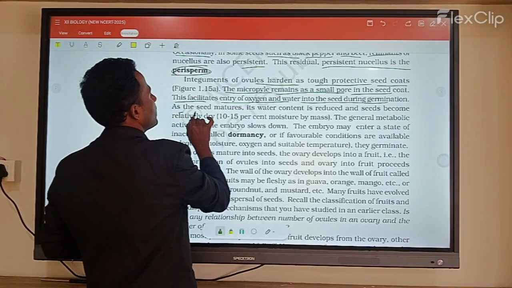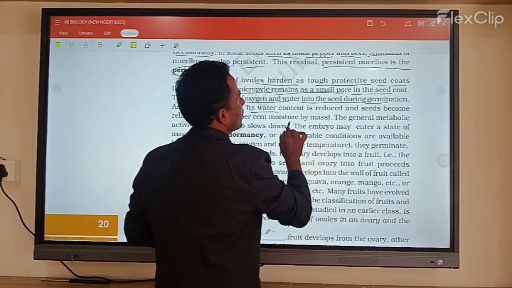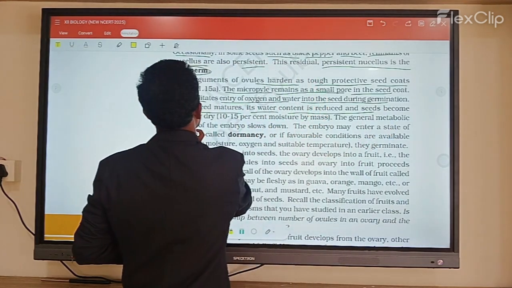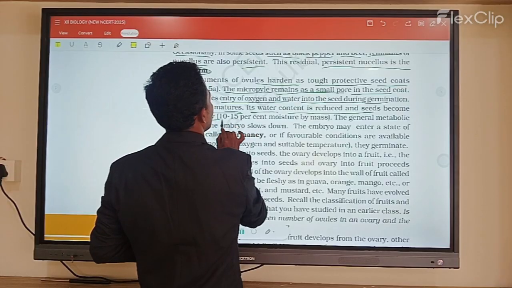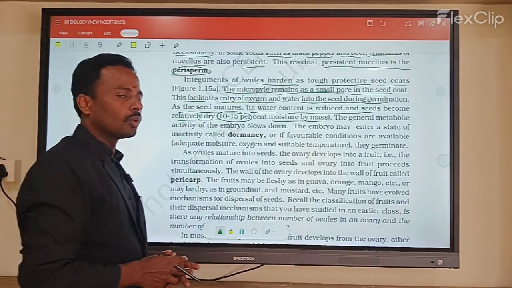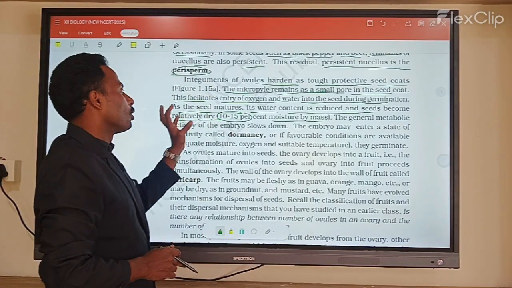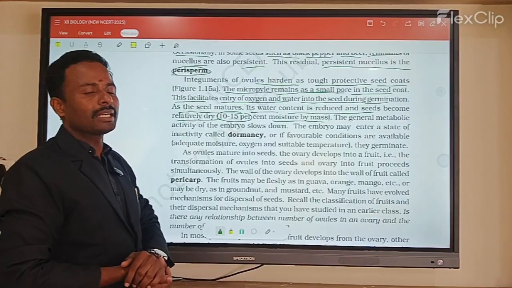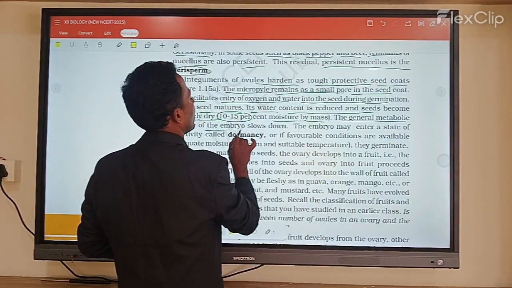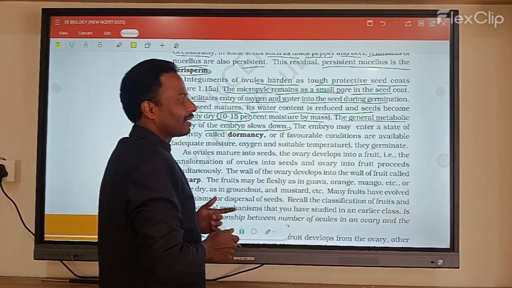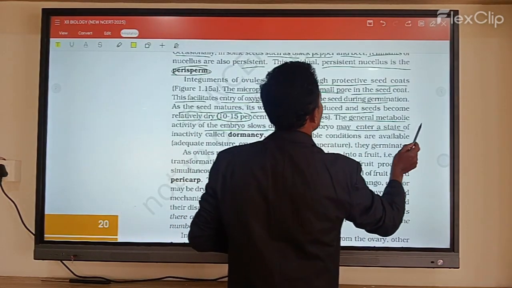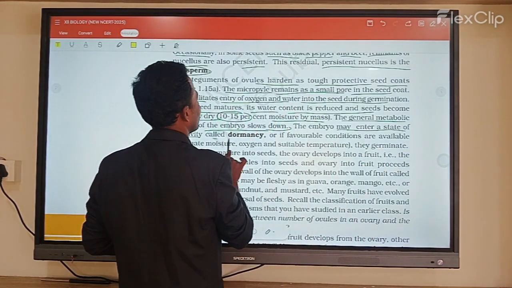Okay, as the seed matures, its water content is reduced, and the seed becomes relatively dry, up to 10 to 15% moisture by mass. So when the water is mostly reduced, the seed dries to approximately 10 to 15%. Generally the metabolic activity of the embryo slows down. So in that condition, what happens? Metabolic activity gets slowed down. The embryo may enter an inactive state, that is called dormancy.